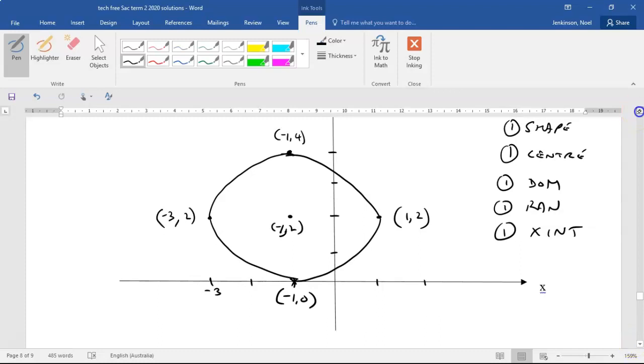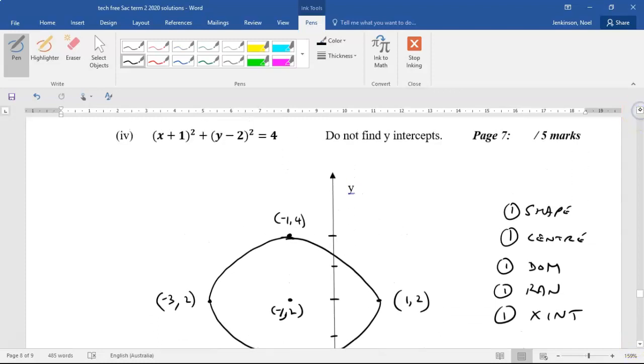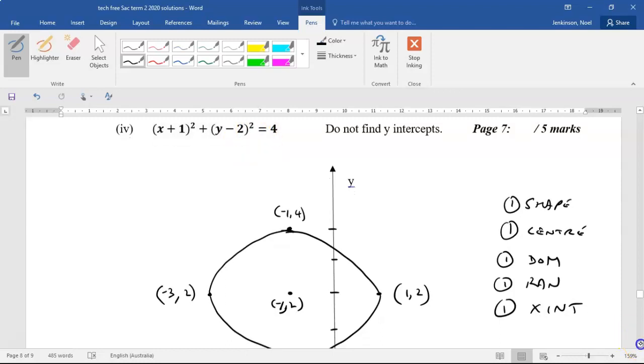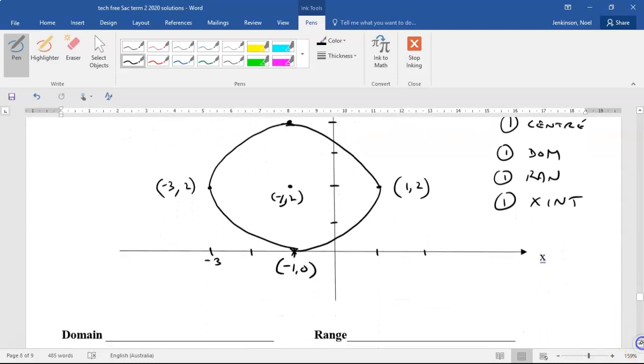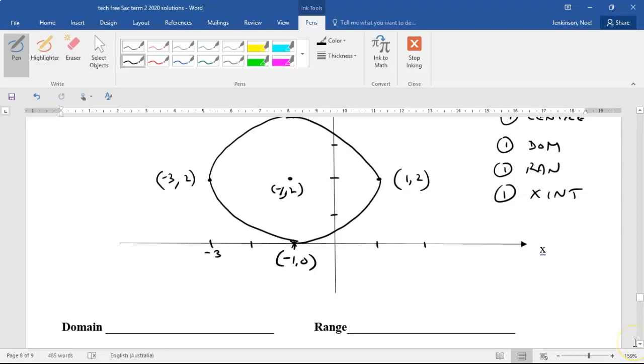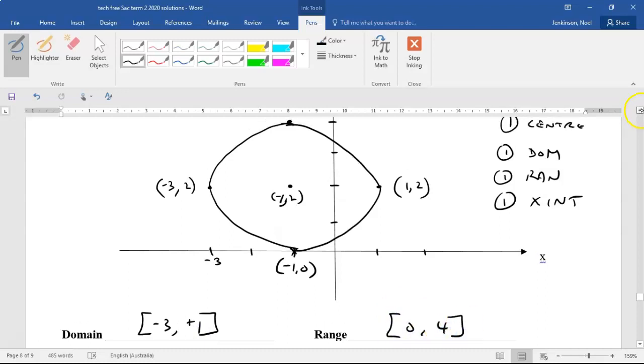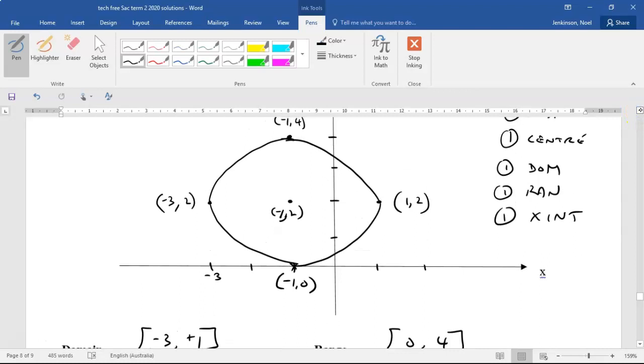make x equal to 0. Just looking at that, make x equal to 0 in that function. You take the one number over, you take the square root of both sides, and you'll have two solutions because there's two square roots. That would give you those two there, and we can do the domain and range just looking at it. The domain clearly goes from -3 to +1 inclusive, and the range clearly goes from 0 up to 4 inclusive. So if I've got the center, the shape, the domain, the range, and the x-intercept, that was pretty easy, 5 marks. I'll just save that for you.